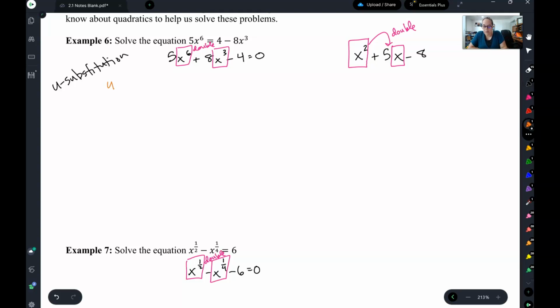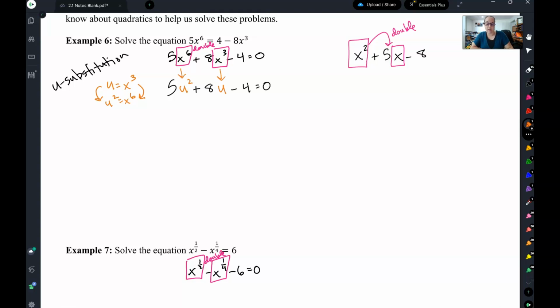Let me try to explain what I mean by that. I'm going to say u equals x cubed and u squared equals x to the 6. So do you still see my doubling happening there? I still have that doubling pattern. But I'm going to change this to 5u squared plus 8u minus 4. So all I did was exchange the x to the 6 for a u squared and an x cubed for a u. And I can do that because it's still the doubling pattern. We're still doubling from u to u squared and from x cubed to x to the 6th.